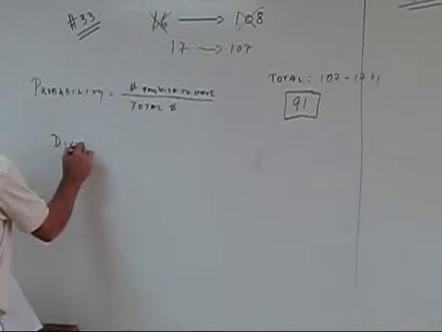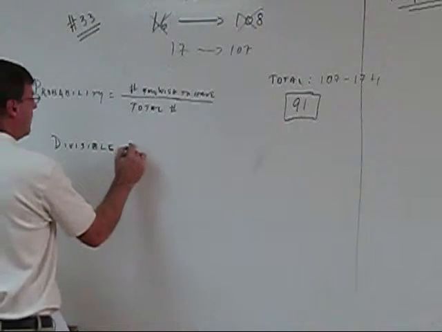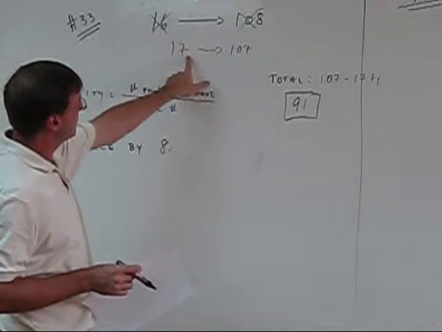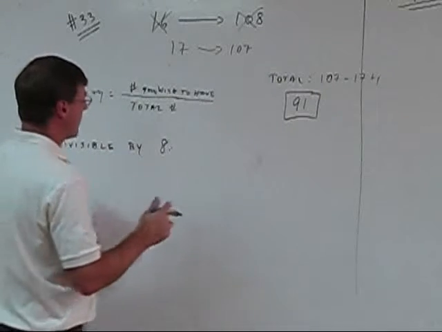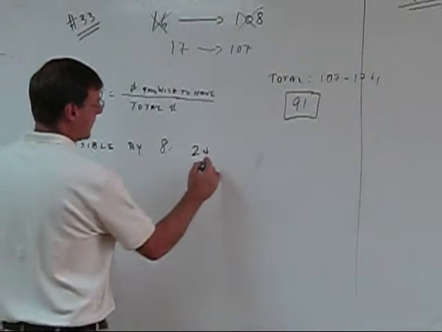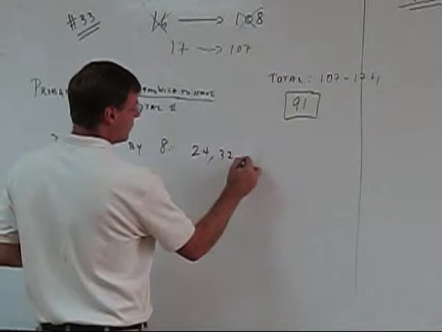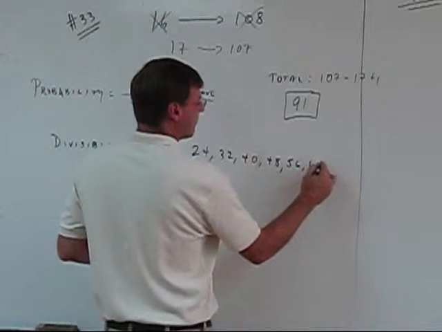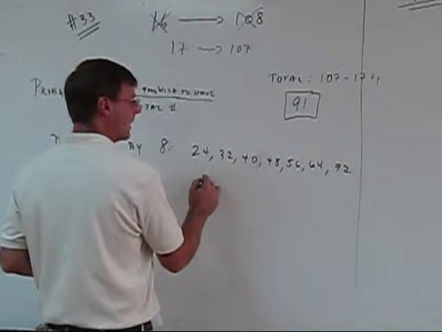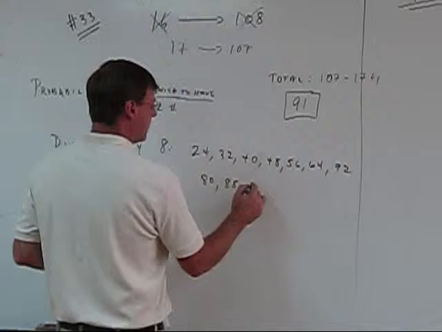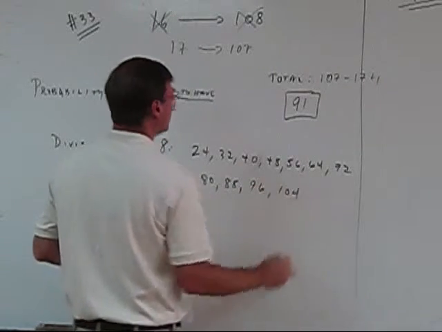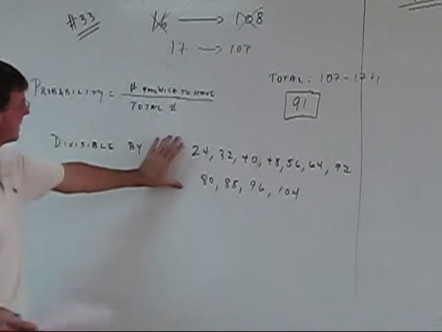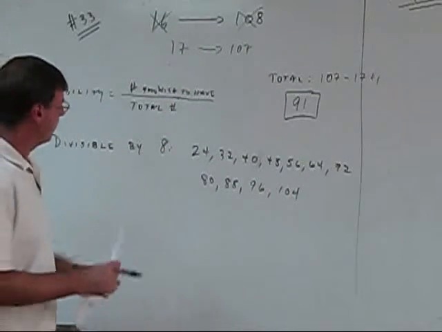So divisible by 8. Okay, well, let's start with the first one. 17, the first number divisible by 8 is 24. And we can just add 8 every time. 32, 40, 48, 56, 64, 72, 80, 88, 96, 104, and that's it. If I go one more, I get to 112, and that's beyond my list. So this is the list of things that are divisible by 8.